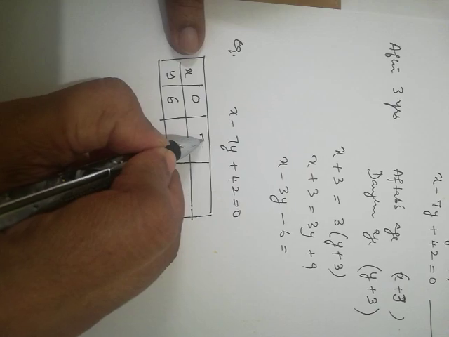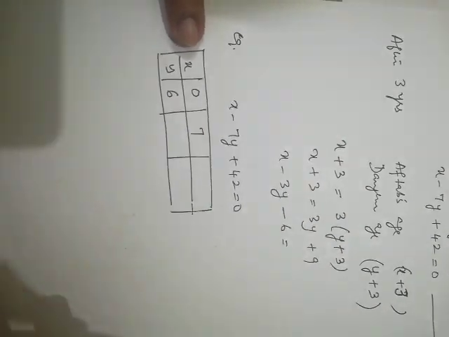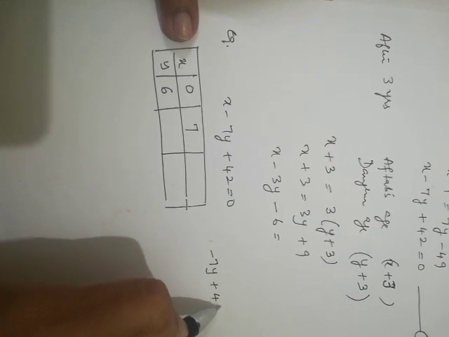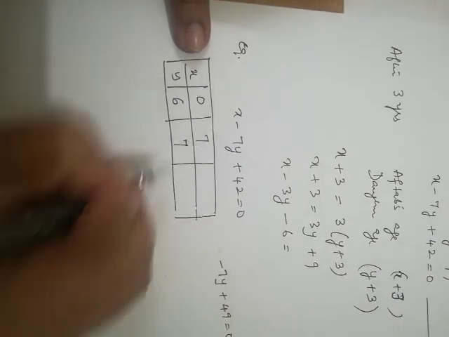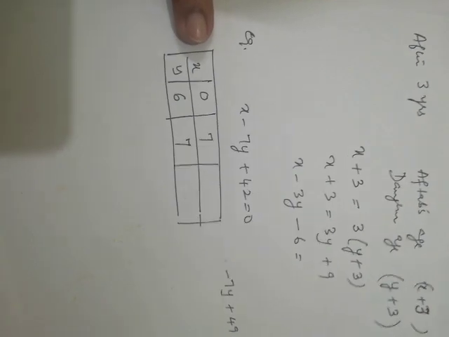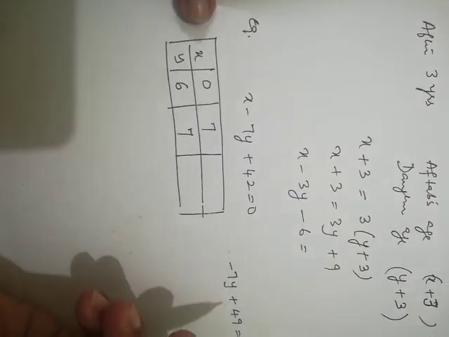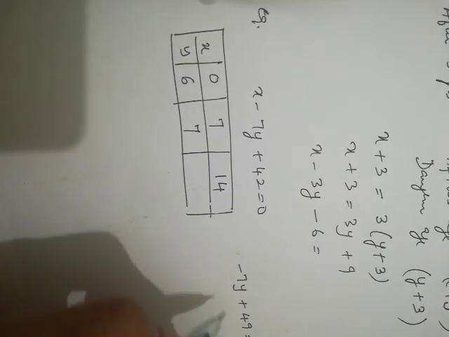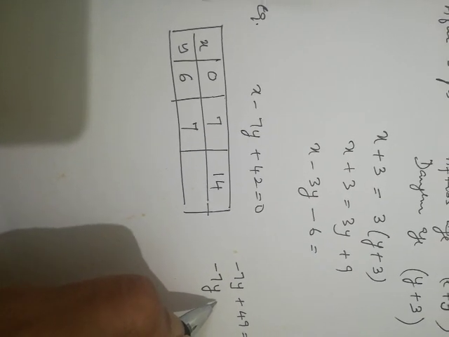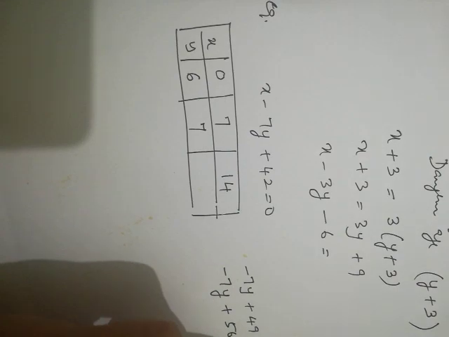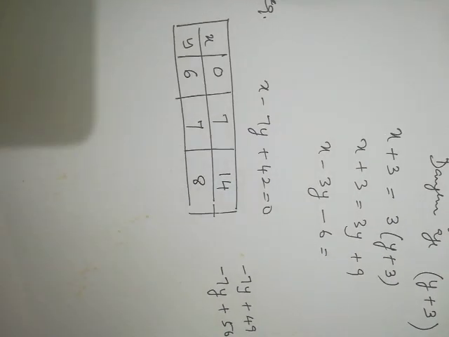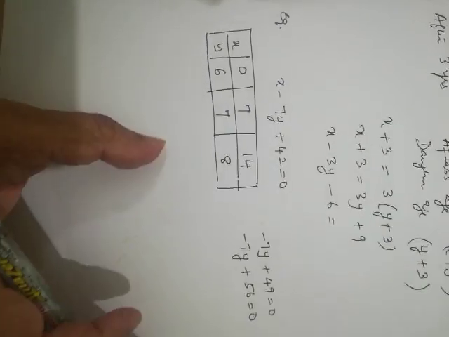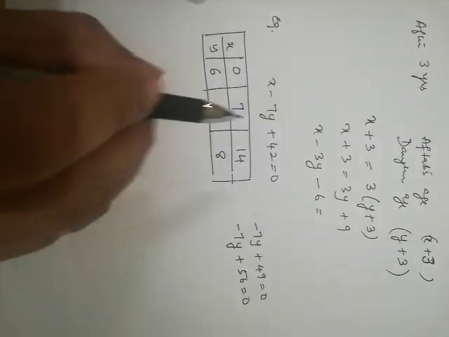If x is equal to 7, then what happens? Minus 7y plus 49 is equal to 0. So y will be 7. Right? Now x is equal to 14, let us take. If x is equal to 14, minus y plus 56 is equal to 0. That means y will be equal to 8. So we got these 3 points. Right? So this was a simple equation, so no problem.